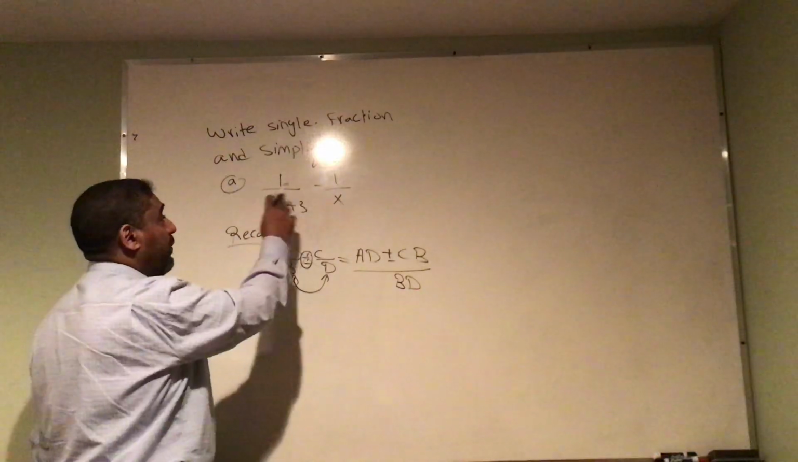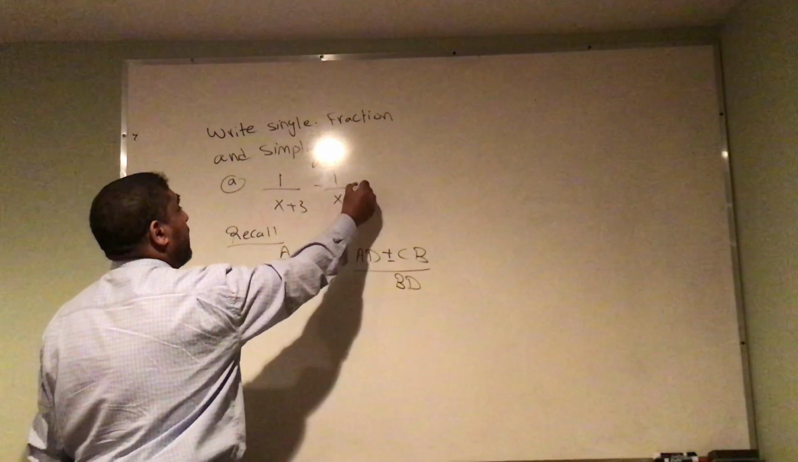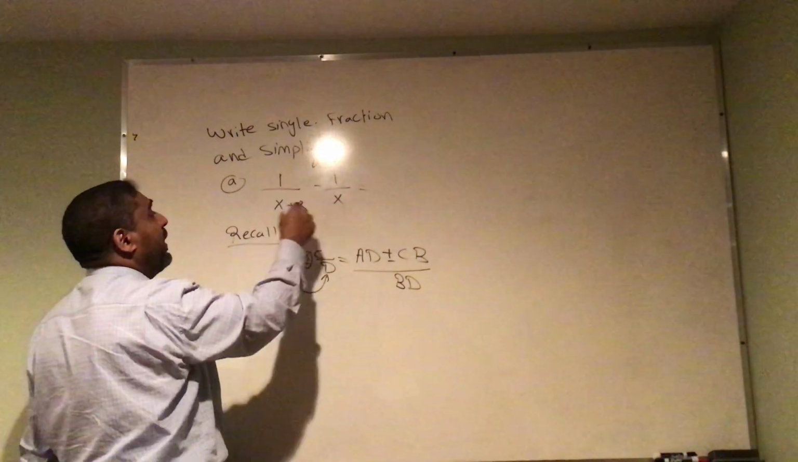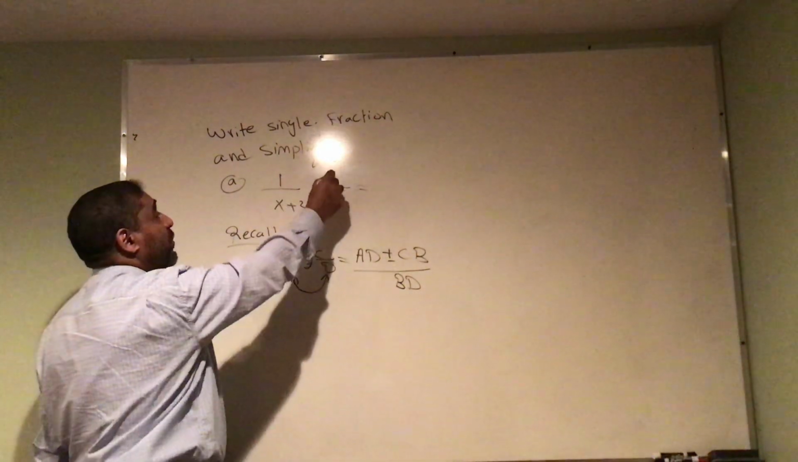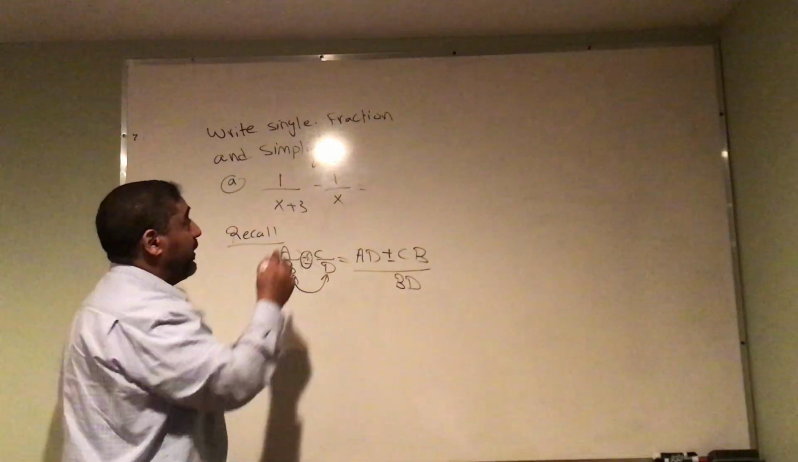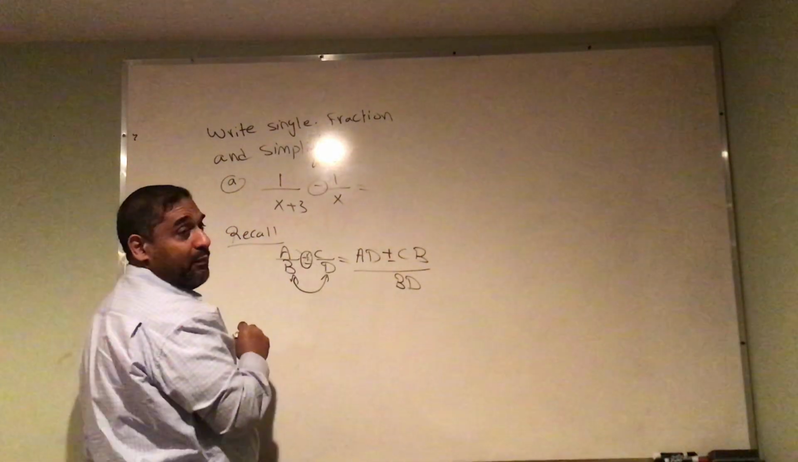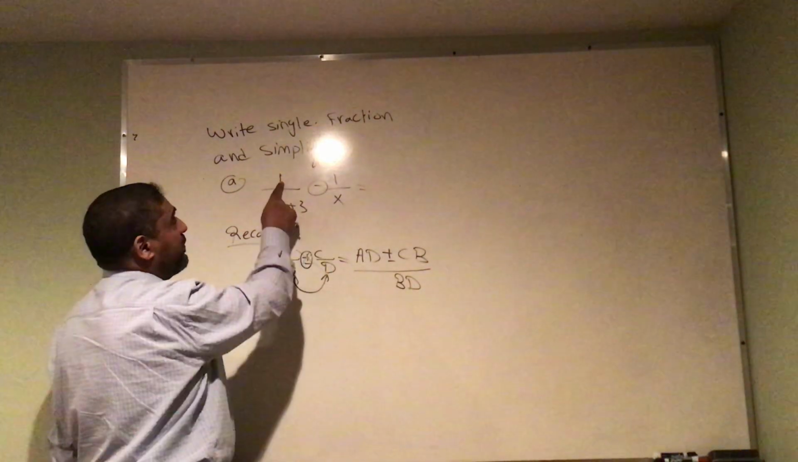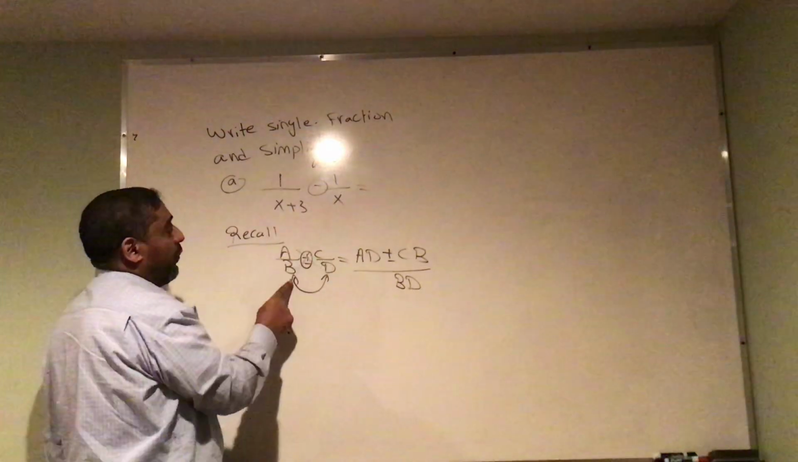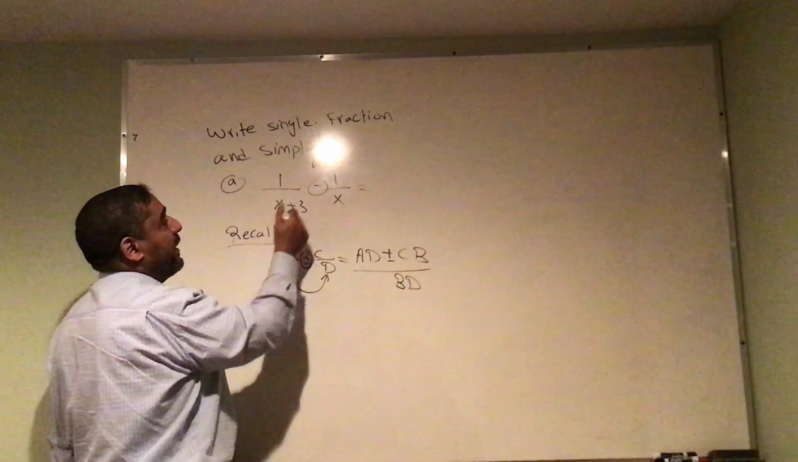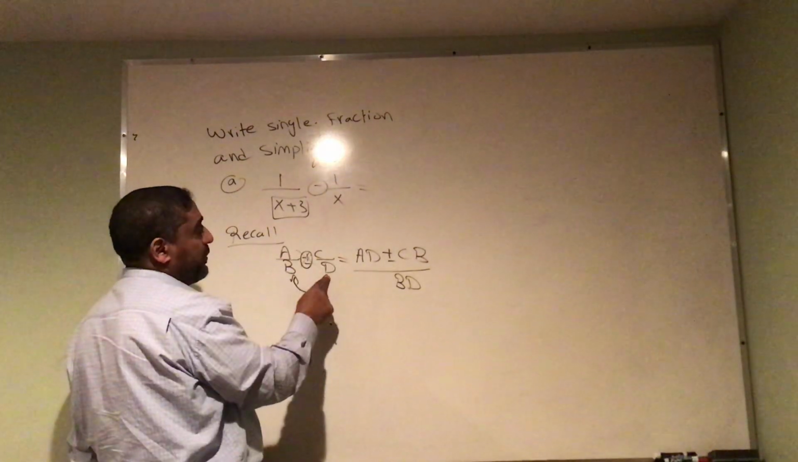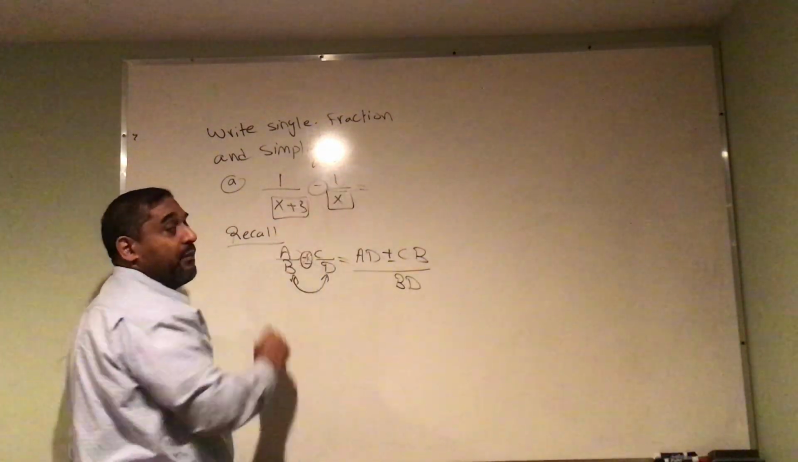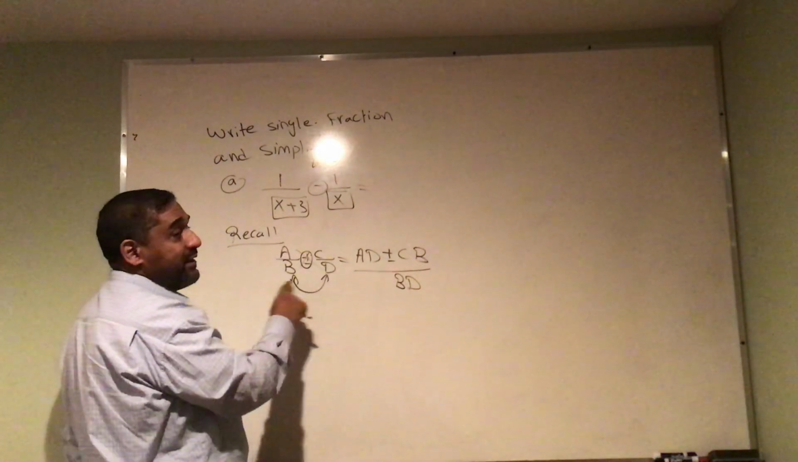So look, you have one fraction, and here you have another fraction: 1 over x plus 3 minus 1 over x. How to simplify? What you have in the middle is minus. What is my a? My a here is 1. What is your b? x plus 3, that is your b. What is your c? It is 1. What is your d? Just x. So I'm going to apply this rule here.